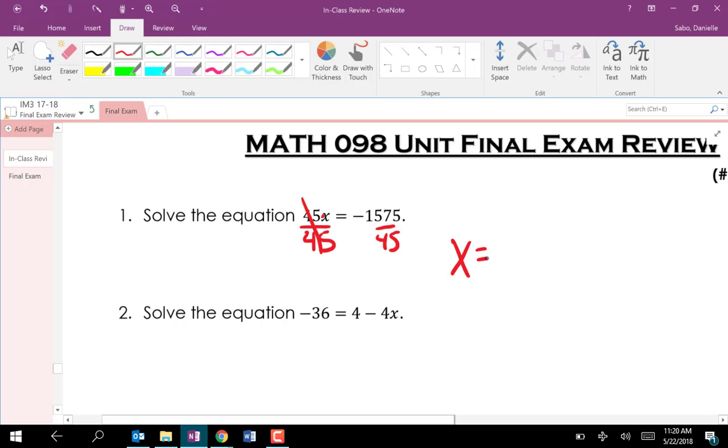Because I don't have a calculator, which you guys should. Negative 35? Okay, and we're done with that one. There is a question that's simple on the exam.